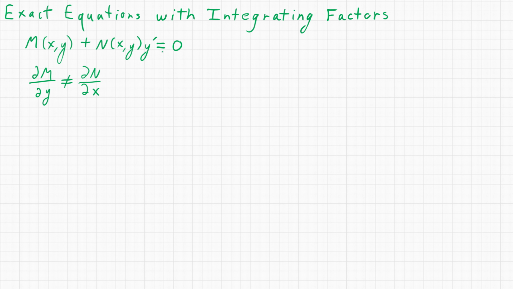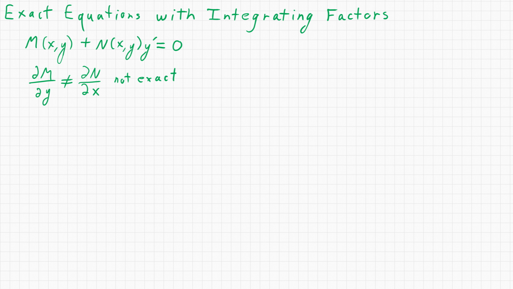So for that to happen, let's say we have M(x,y) plus N(x,y) y' equals 0, and the partial derivatives don't match. So partial M partial y does not equal partial N partial x. The equation is not exact.